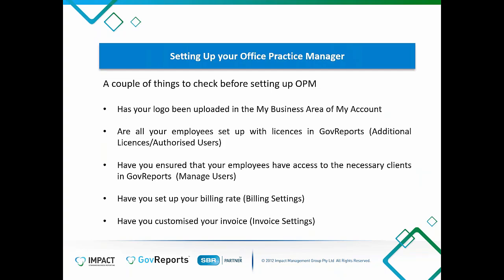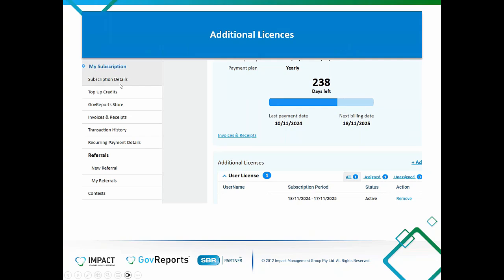Now, when you do set it up, a couple of things to bear in mind. Make sure you've uploaded your logo, and this goes for GovReports in general. Make sure all your employees who need to access GovReports have the relevant license. You can buy additional licenses. Make sure the employees have access to the necessary clients through the managed users area. If you're using it for billing and invoicing, make sure your billing and invoicing settings have been done. The My Subscription area is where you would go to add any additional licenses.